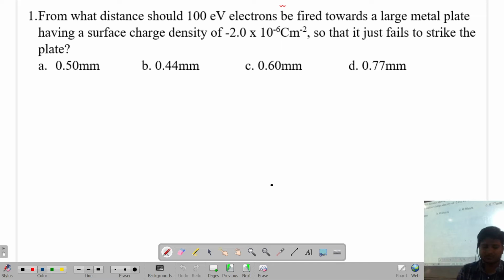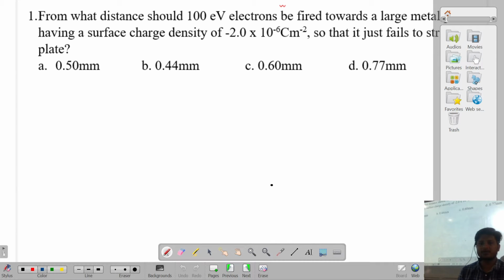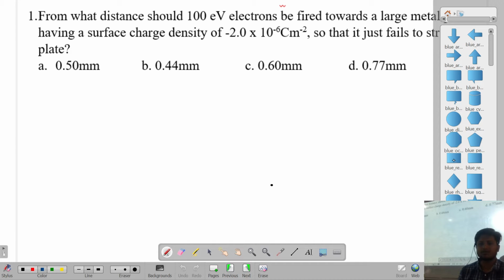Have you done this problem? Have you done this problem or not? Huh? Shreya, have you done it? If you have done it, tell me how.